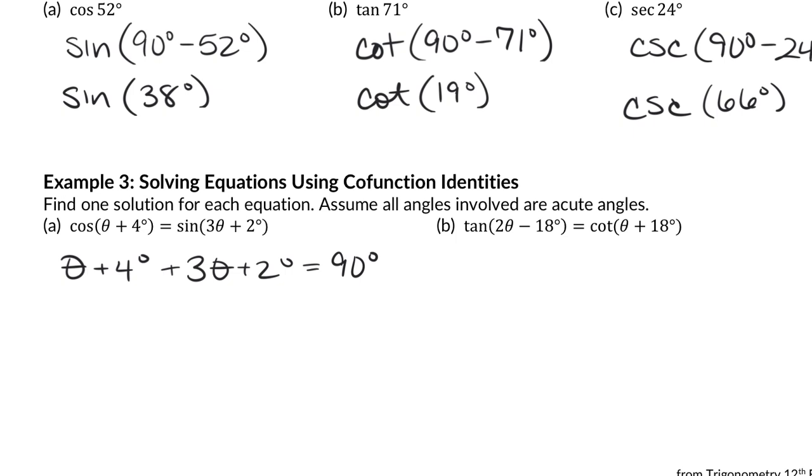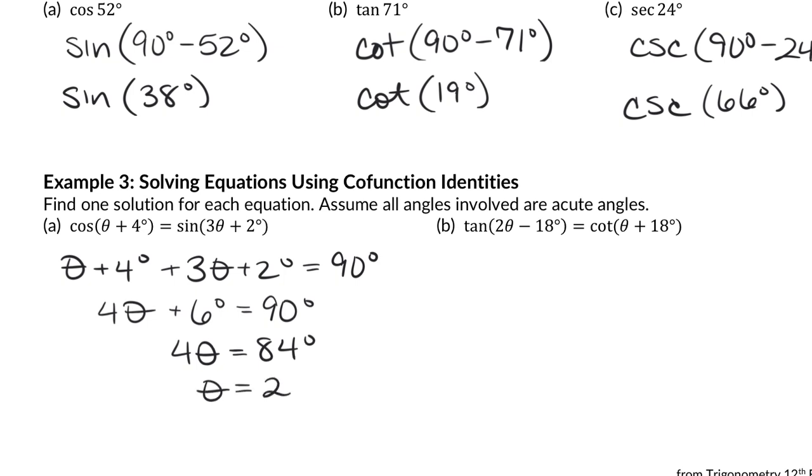So if we combine our like terms, we actually have 4 thetas floating around on this side and 6 degrees. So we can solve for theta by subtracting 6 degrees to the other side. That gets me 84 degrees. Then divide by 4 on both sides. 84 divided by 4 is 21. So our theta, our missing angle, is 21 degrees. So we can add the arguments together. If they're cofunctions, they should equal 90 degrees.